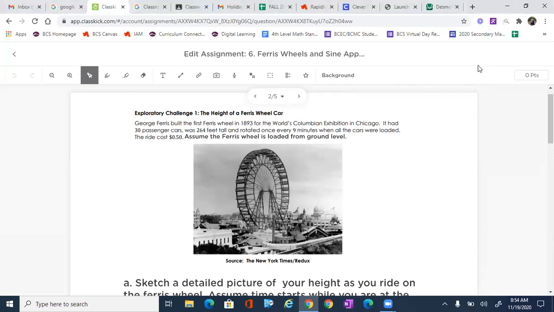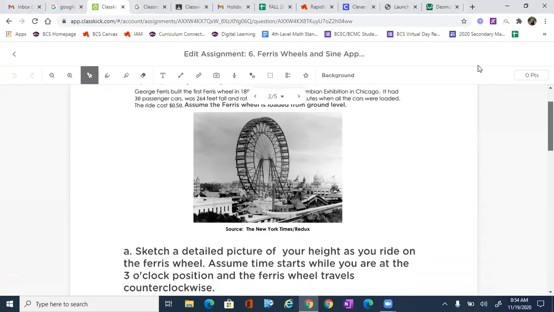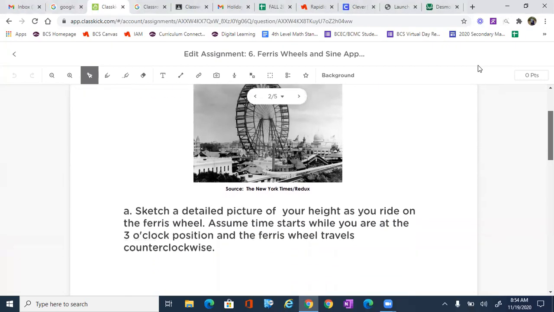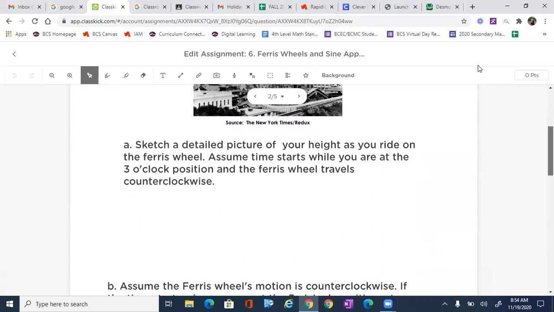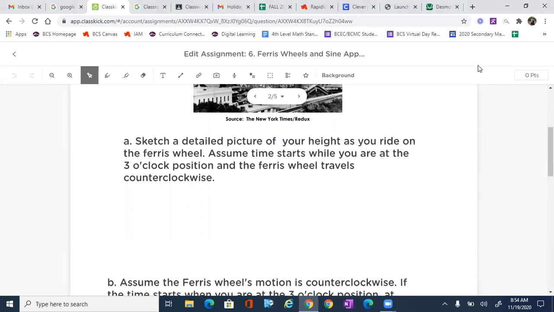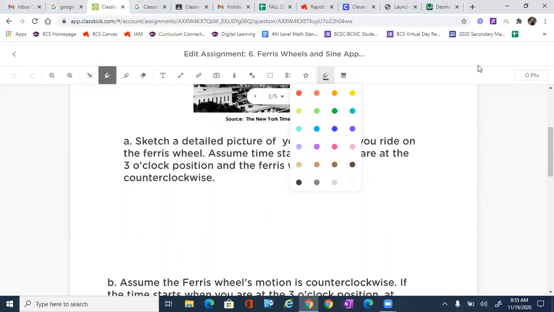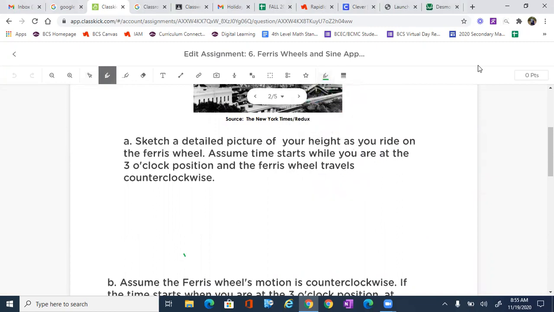Assume the Ferris wheel is loaded from the ground level. All right, we're going to start by sketching a detailed picture of your height as you ride on the Ferris wheel. Assume time starts while you are at the 3 o'clock position and the Ferris wheel travels counterclockwise. So let's go ahead. We're going to sketch a picture. First thing we know is we get loaded from ground level. So let's go ahead and draw the ground level.